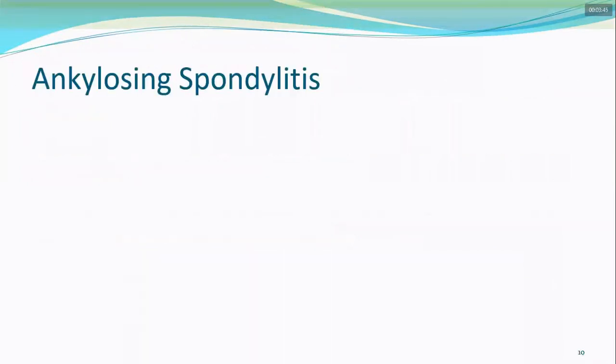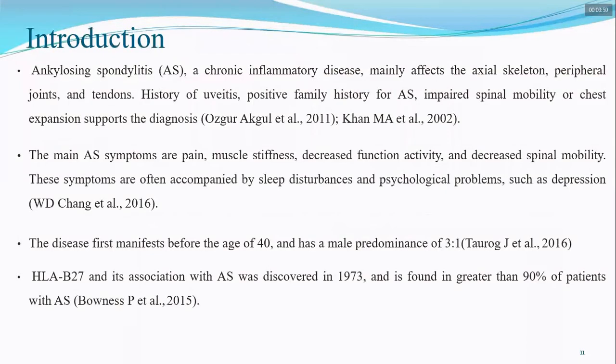Now coming to ankylosing spondylitis. Ankylosing spondylitis is a chronic inflammatory seronegative disease that affects the axial skeleton, the peripheral joints, and the tendons and ligaments. Sometimes the eyes are also involved in the form of uveitis. Usually there will be a positive family history for ankylosing spondylitis. The main symptoms are pain, muscle stiffness, decreased function, decreased activity, some sleep disturbances, and then psychological problems like depression.